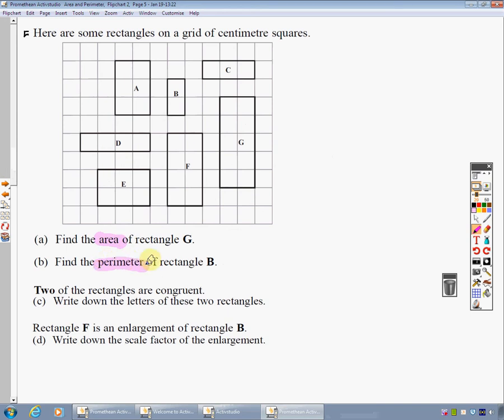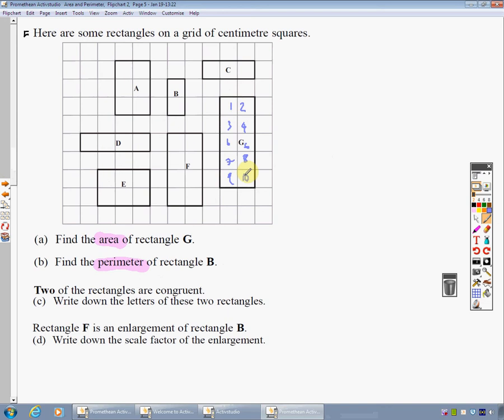But A, find the area of rectangle G. So this maybe is a little bit harder than the previous ones we've done because we've actually got to identify where G is. So G is this shape here, there is the G. Find the area, how many squares does it cover? 1, 2, 3, 4, 5, 6, 7, 8, 9, 10. 10 centimeters squared.